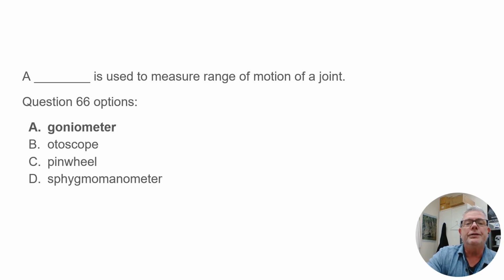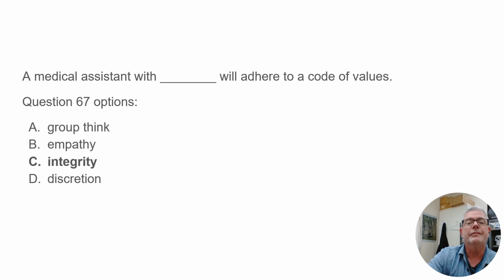A goniometer is used to measure range of motion in a joint, and that's usually used in orthopedic and physiatrist offices. Medical assistant with integrity will adhere to a code of values. I think this is another redundant question, but just remember what the term integrity means. It basically means doing the right thing even when nobody is watching you, or at least even when you know nobody is watching you.